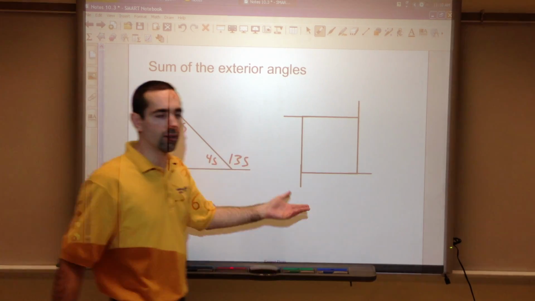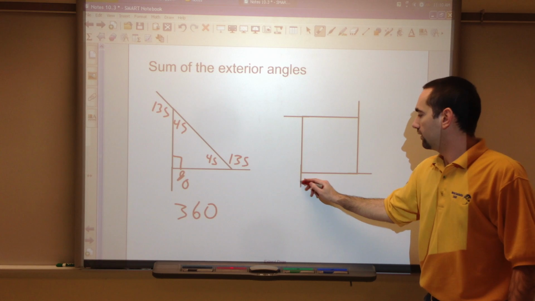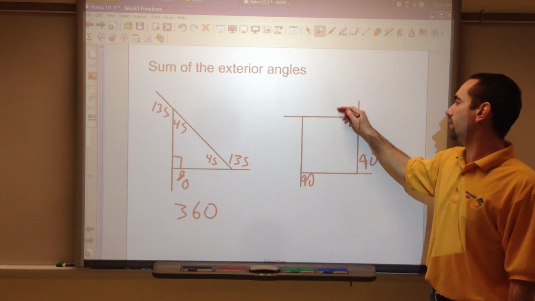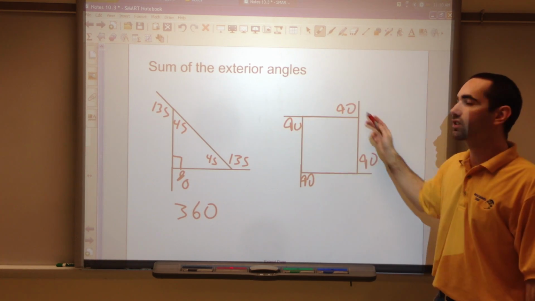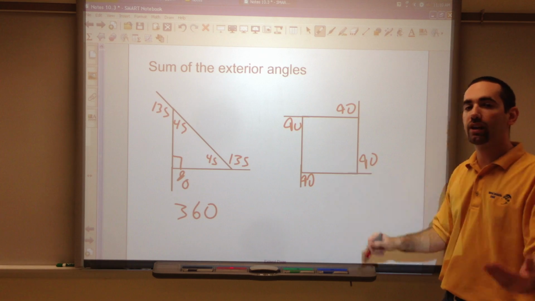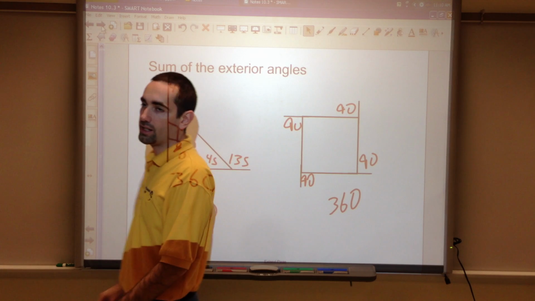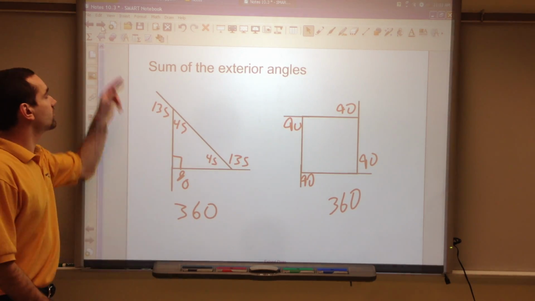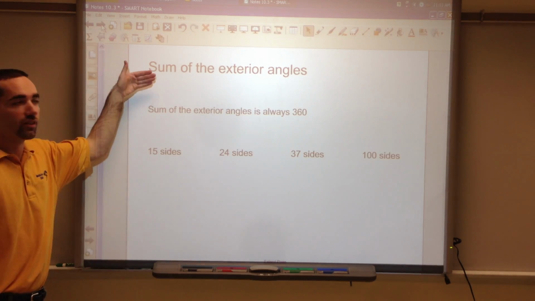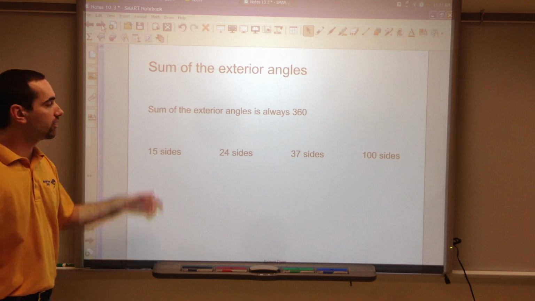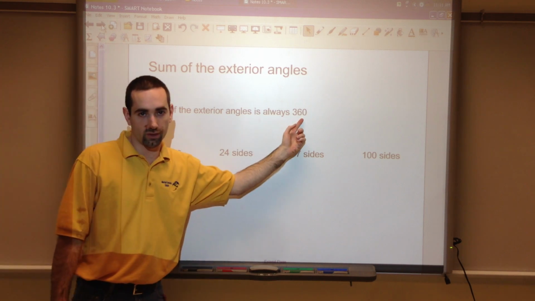Let's look at a square. 90, 90, 90, 90. 90 plus 90 plus 90 plus 90. All of it added up, 360. And I could keep demonstrating this idea, but as a simple concept, the sum of the exterior angles is always 360.